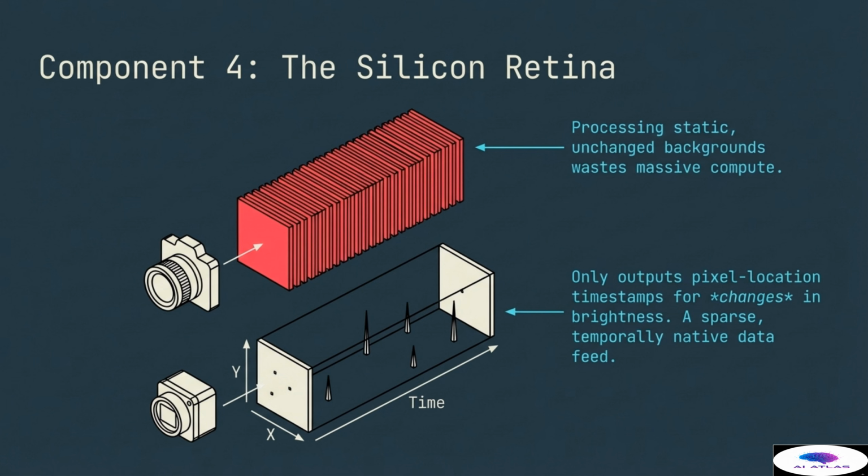The silicon retina is different. It only outputs pixel location timestamps for changes in brightness. If nothing moves, nothing is sent. This creates a sparse and temporally native data feed. In the diagram, you see the X and Y axes with spikes along the time axis. These spikes represent only the movement or changes in the scene. This is how biological eyes work.